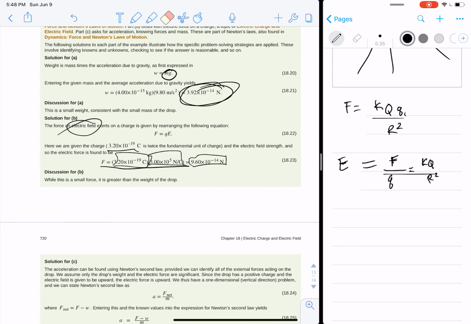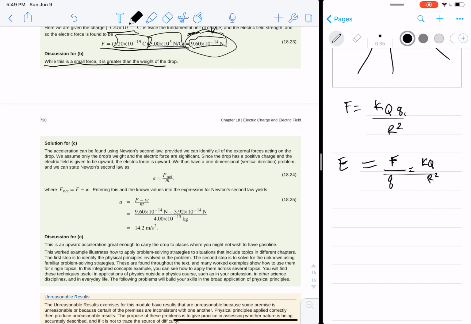So now we compare these two forces together. Well, okay, they're actually both of the order of 10 to the minus 14 newtons. This one's 3 or 4, this one's 9 or close to 10. So this electrostatic force is about twice as big as the force of gravity, which means you're going to have a net force above gravity because that force is bigger. So it says here in the discussion that while it's a small force, it is actually greater than the weight of the drop.